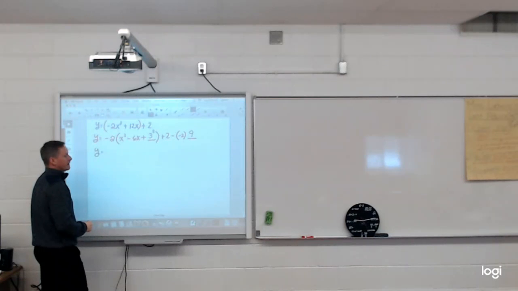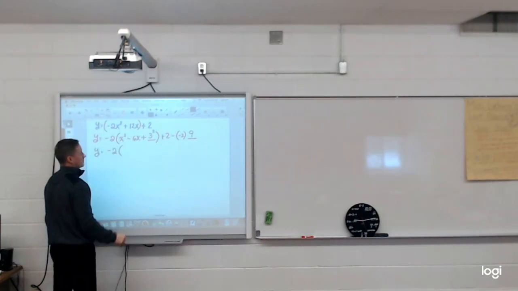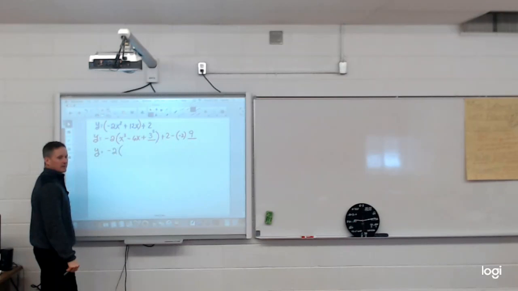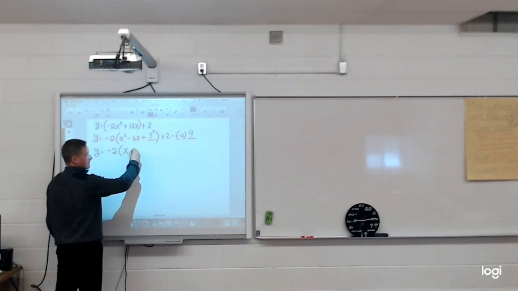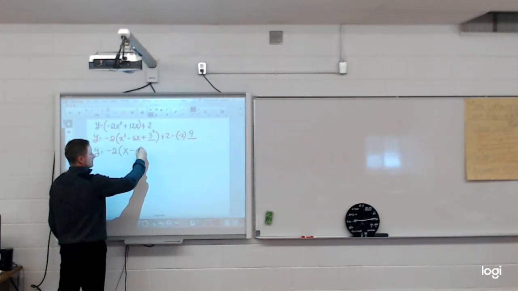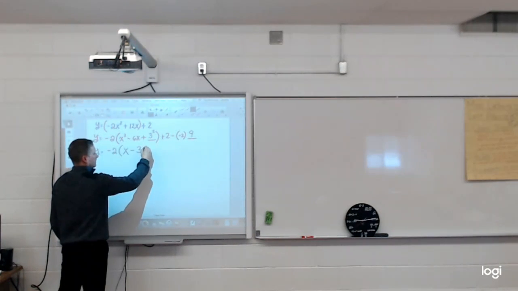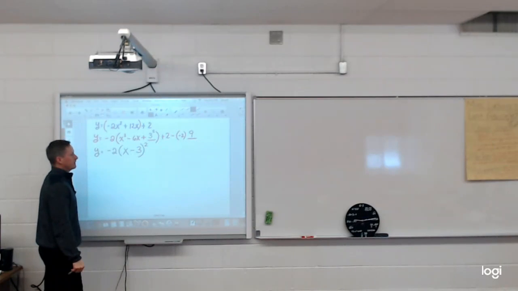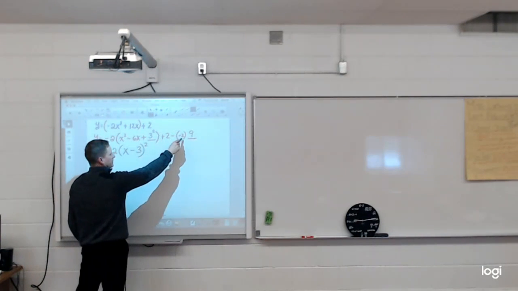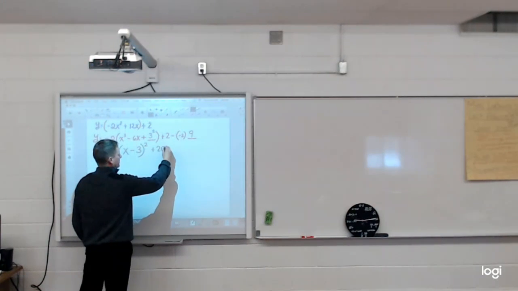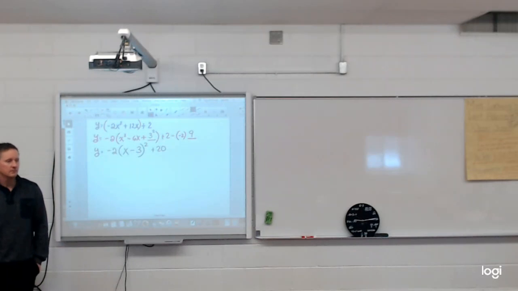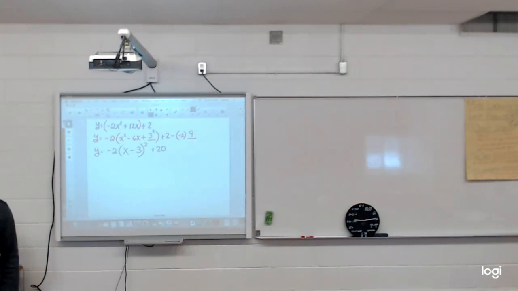Now I simplify. Negative 2, bracket, x, take away 3, all squared, right? And this is plus 2, so 2 times 9 is 18, so that would be plus 20. What's my vertex? 3 and... No. Yeah. 3 and 20. 3 and 20. Yeah.